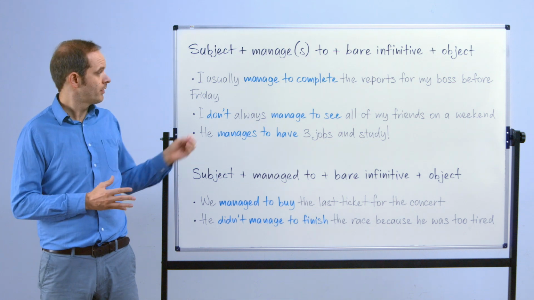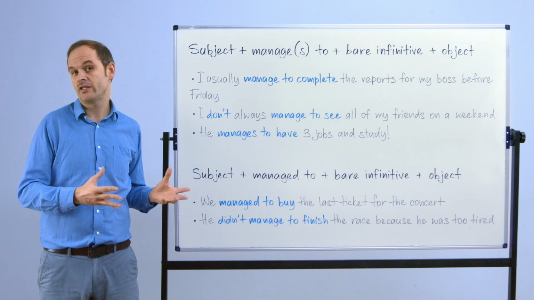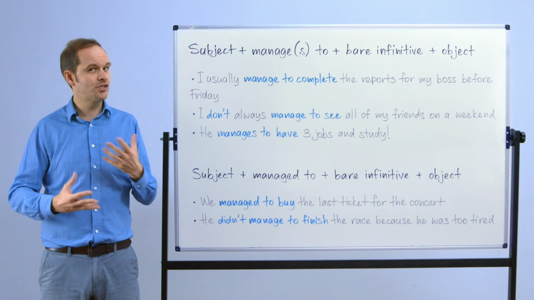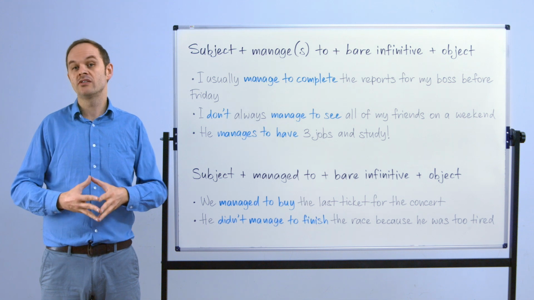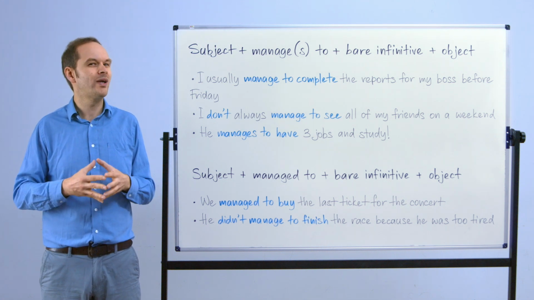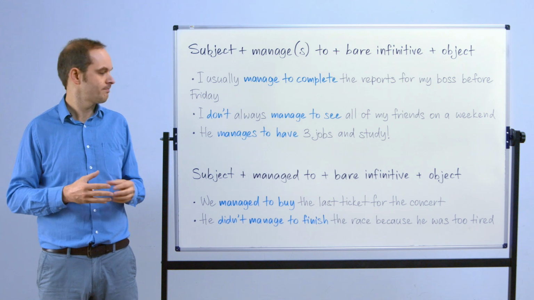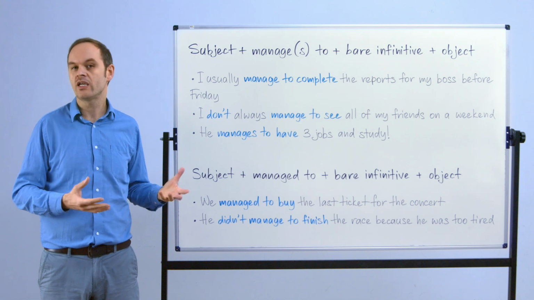For example, I usually manage to complete the reports for my boss before Friday. So we're not just stating that we can write the reports before Friday. What we're saying is that we manage to, as in we finish the reports, but it's not always easy for us to do this. I don't always manage to see all of my friends on a weekend.